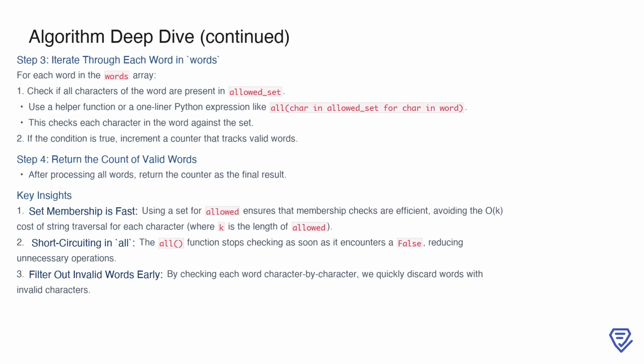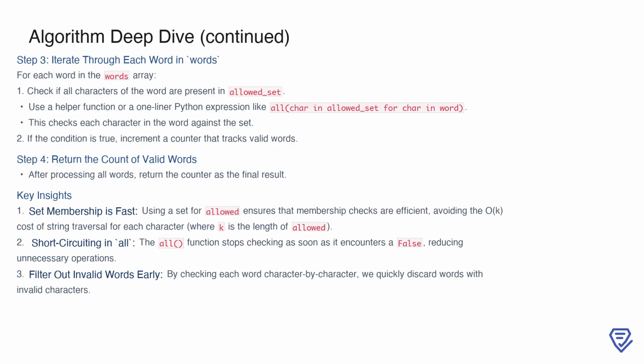Now, we proceed by iterating through each word in the words array. For each word, our goal is to check if all its characters are present in the allowed_set. This can be done efficiently using a helper function or a Python one-liner like all(char in allowed_set for char in word). What this does is iterate through each character in the word and verify if it exists in the set. If all characters pass the check, we increment a counter that keeps track of valid words. Once we've processed all the words, the counter will hold the final result, which we return as the output.